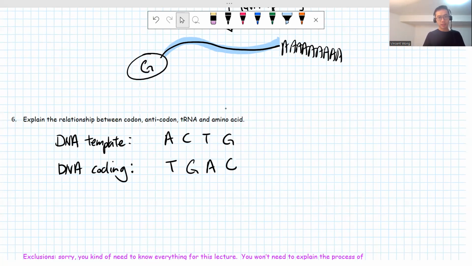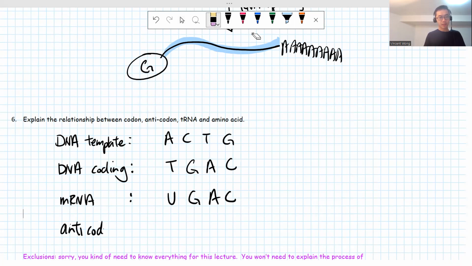Of course, template strand and coding strand are complementary. And when you make the messenger RNA, it is going to be the same as the coding strand. And then the anticodon. I should say tRNA here. So this is the codon, and this is the anticodon. That's where it's found. And that would be ACUG.